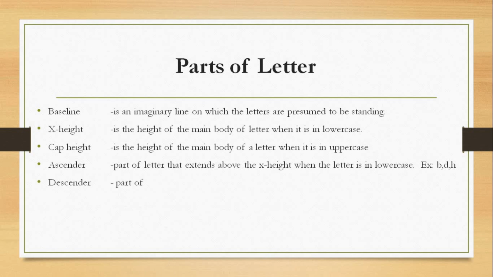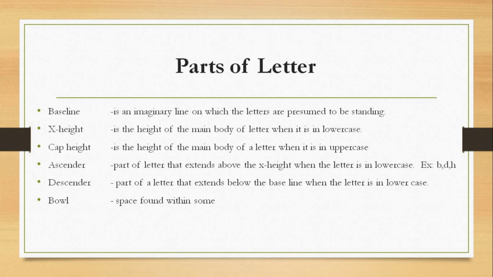And what is descender? It is a part of a letter that extends below the baseline when the letter is in lowercase. Like we have P. P is an example. Then we have Q, G, Y. So all these are examples of descender. When you have a portion that extends below the baseline of the letter, like in P, Q, G, Y, all these are called descender.